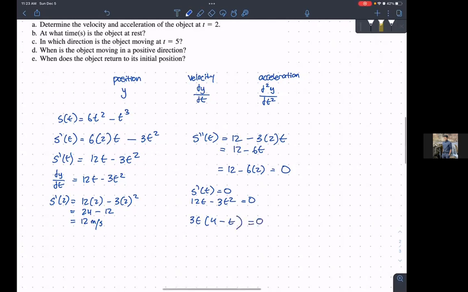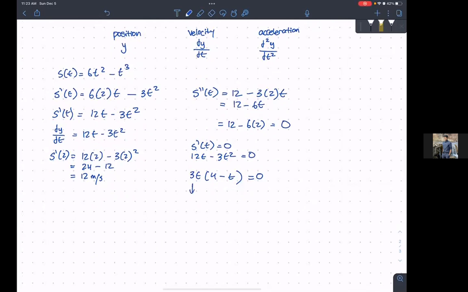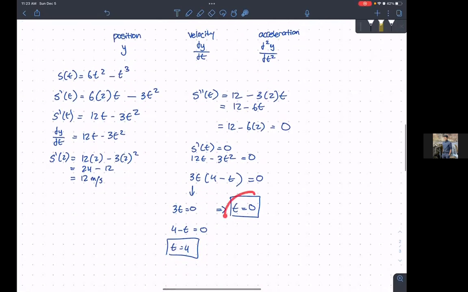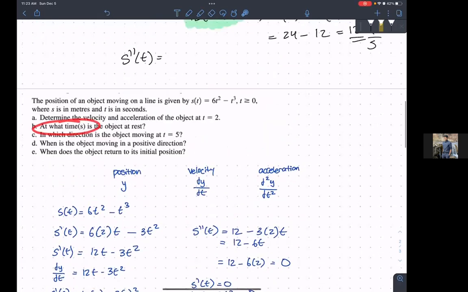Equals 0. And remember, you know how to do this. You set each factor equal to 0. So 3t equals 0, that means t equals 0. So at the beginning, it's at rest. And when you do the other factor, t equals 4. So t equals 4 and t equals 0 is when it was at rest. Okay. So these are the times in which the object is at rest, at t equals 0 and t equals 4.